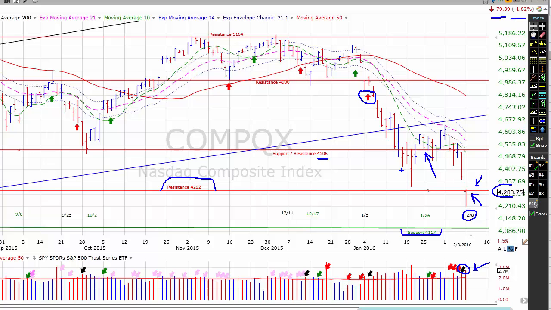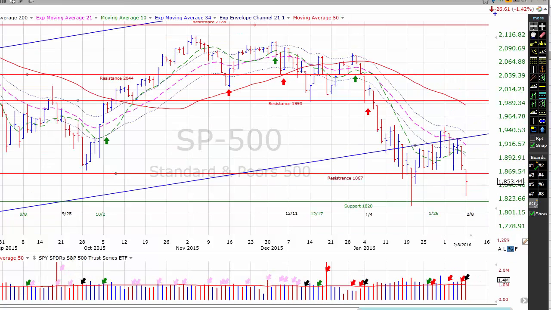Let's take a look at the S&P 500. S&P yesterday was down 26.61 points or 1.42%. We closed at 1853 and undercut support down here in the 1867 area. Trading volume was heavier than the prior day, and like the Nasdaq, the S&P 500 has gone to a market in correction.